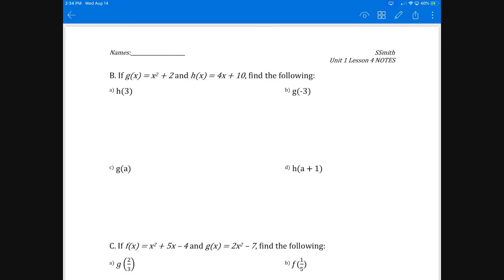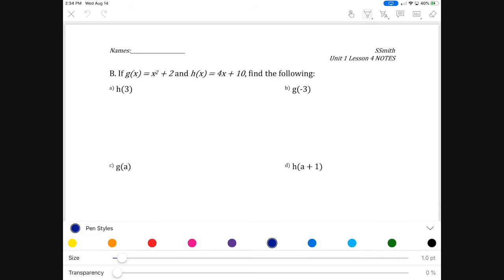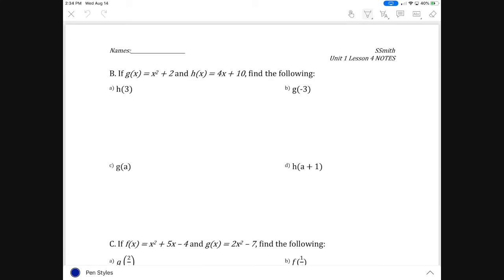Okay, now we're going to look at example B. If g of x equals x squared plus 2 and h of x equals 4x plus 10, find the following. So we've got our h of 3, and we're going to use that equation, 4x plus 10. Then we're going to plug in the 3 with all the x's. So h of 3 equals 4 times 3 plus 10. That's going to give us h of 3 equals 12 plus 10, which is going to give us 22.